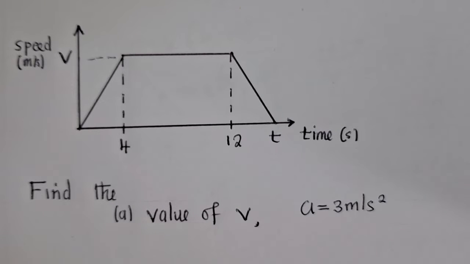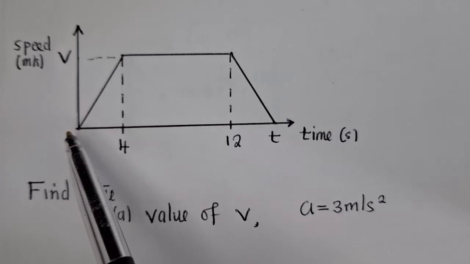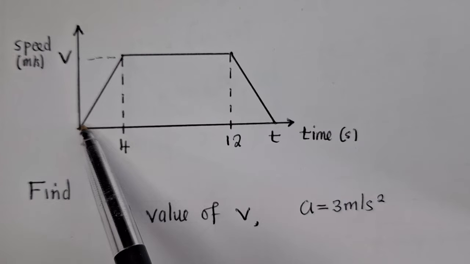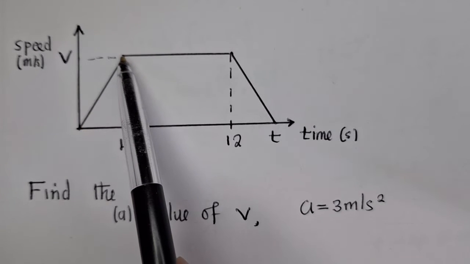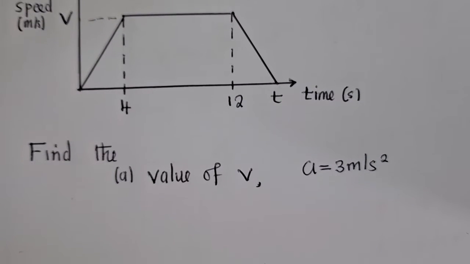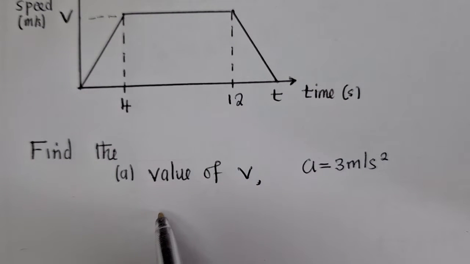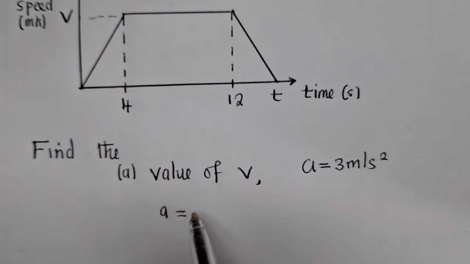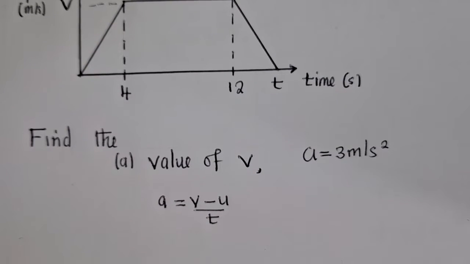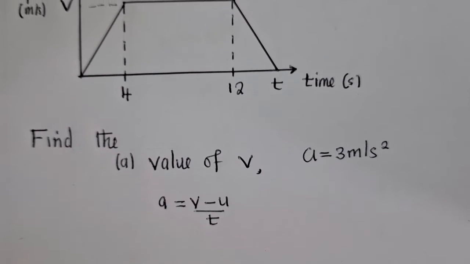Upon realizing that we've been given the acceleration, we just have to use the formula for finding acceleration. This object was accelerating right here. You can see this is acceleration up to here. This side, it's a deceleration. So the formula for acceleration will look like this: a is equal to v minus u over t. This is a very simple formula to remember.